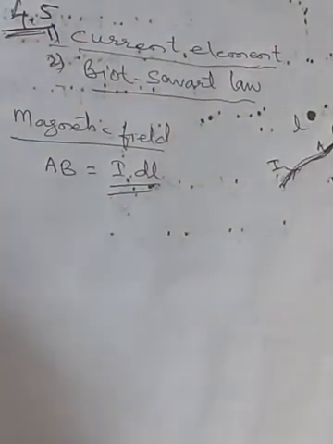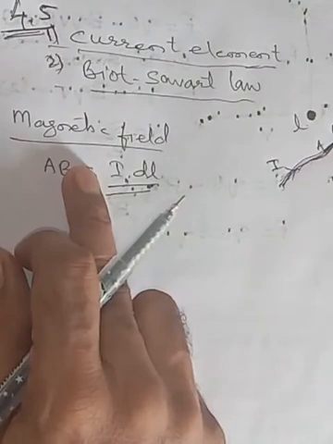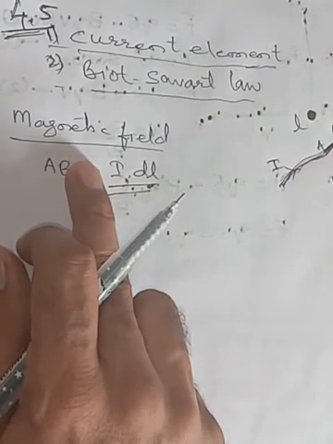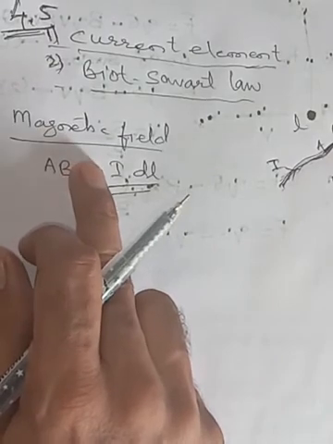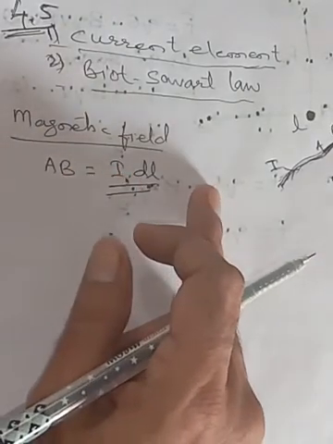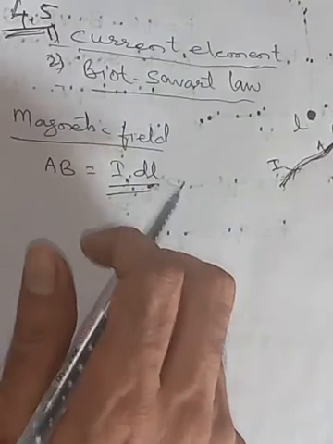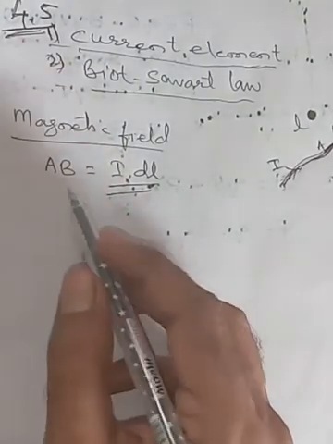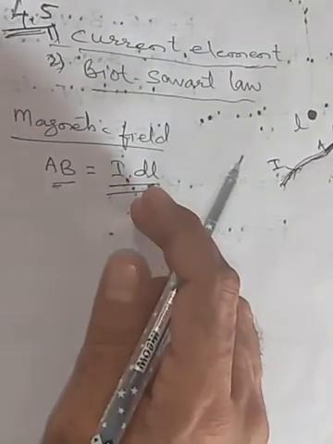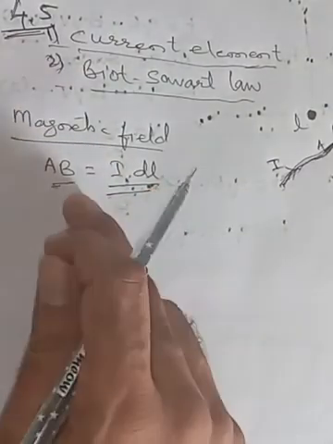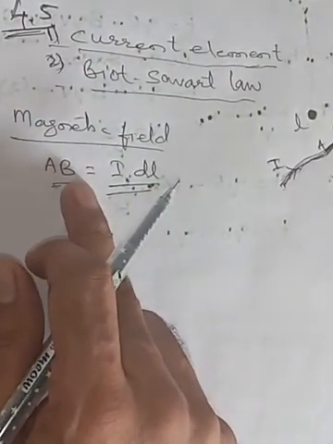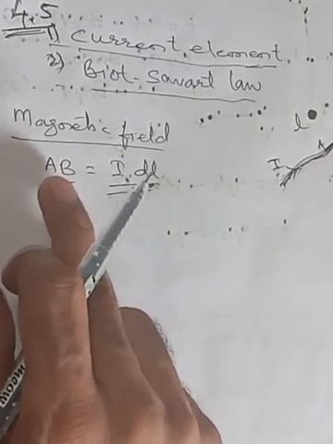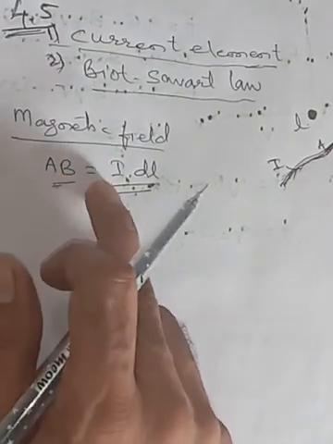Small current element AB. So from this small current element AB, how much amount of current is flowing multiplied by length, I into dl, will be the current element AB, and this current element AB is taken as a vector quantity. And the direction of this current element is also the same as the direction of the current.